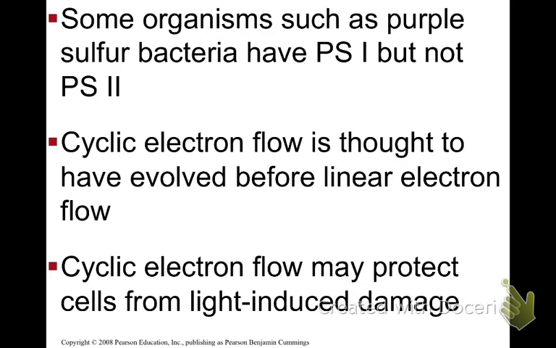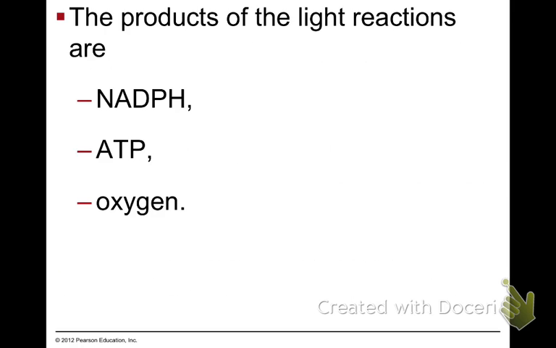Okay, some bacteria have photosystem 1 but not 2. So they go through a process of cyclic electron flow, and this is a more primitive method. They are only responsible for protecting cells from light induced damage.